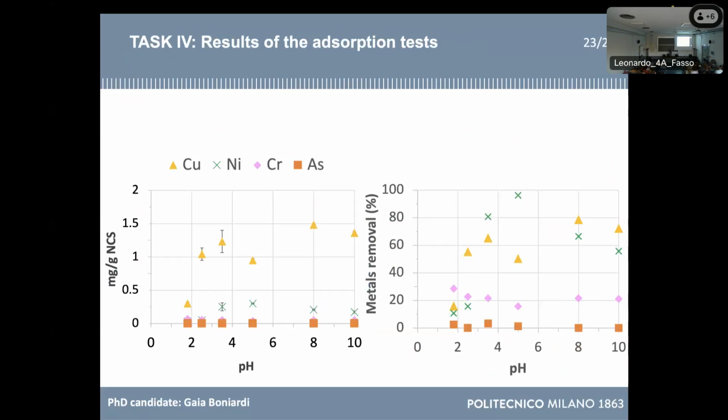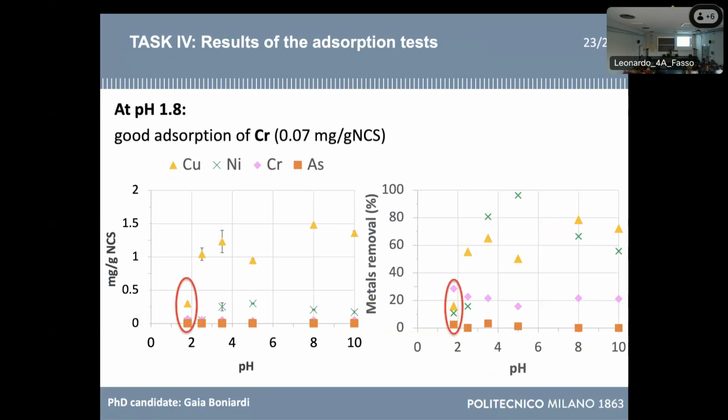These are some results of the absorption test. On the x-axis we have the pH, and on the y-axis we have the milligrams of heavy metals absorbed per gram of nanosponges. You can see the trend we have as we move from pH less than 2, which is the pH of the leachate, to pH 10.